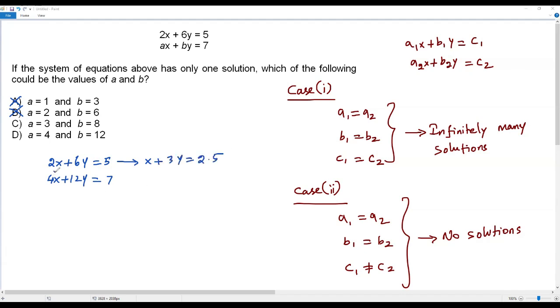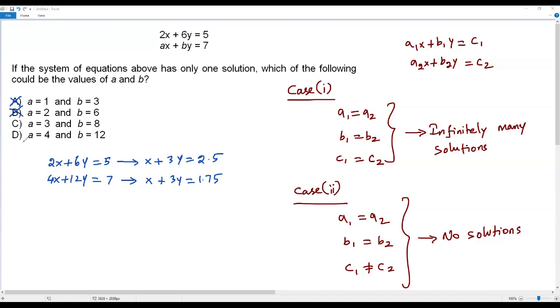Now when I look at the coefficient of x and coefficient of y in the second equation, both of them have the greatest common divisor 4. So we can divide each term of the second equation by 4. When I divide 4x by 4, I'm getting just x. When I divide 12y by 4, I'm getting 3y. Now let me divide 7 by 4. When I divide 7 by 4, I'm getting 1.75.